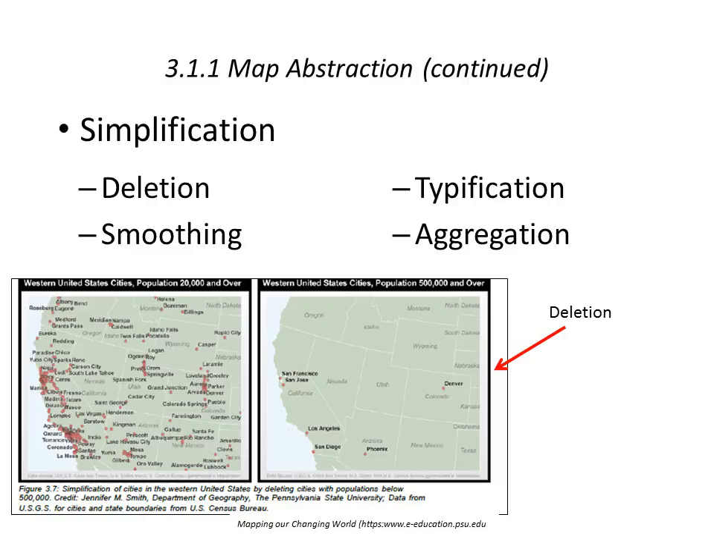Simplification involves four different processes: deletion, smoothing, typification, and aggregation. Under deletion, we're making decisions about facts that we want to leave out of the map. So for example, the map on the left shows all the cities over a certain size in the western US, and the one on the right has taken the smaller ones out in order to simplify the map. And we're deleting then the information that's not necessary.